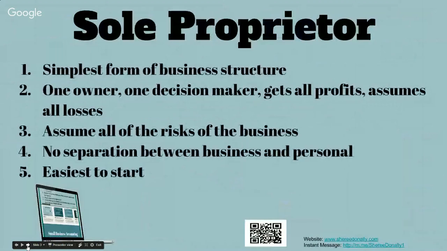So what is a sole proprietor? It's the simplest form of business structure. It has one owner who is the one that makes all the decisions. He gets all the profits and assumes all the losses and the liabilities. Assumes all the risks in the business. And really, there's no separation between business and personal for tax purposes. You have to file your taxes as an individual, so it's just added to your regular income. However, it is the easiest type of business to start.